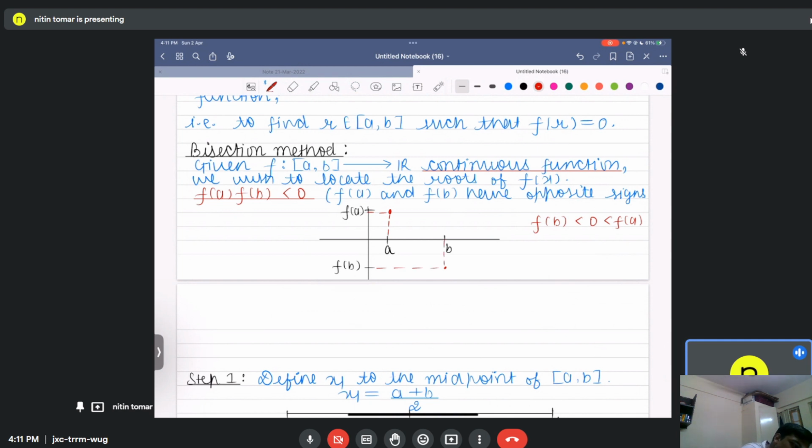So what will the intermediate value theorem tell us? If this function is continuous, it has to cut the x-axis at some point. If it does not cut the x-axis, it will stay above, but then it won't be able to meet this point (b, f(b)). So this will happen: there will be at least one point, let's say c in [a, b], such that f(c) is 0. This follows from the intermediate value theorem.